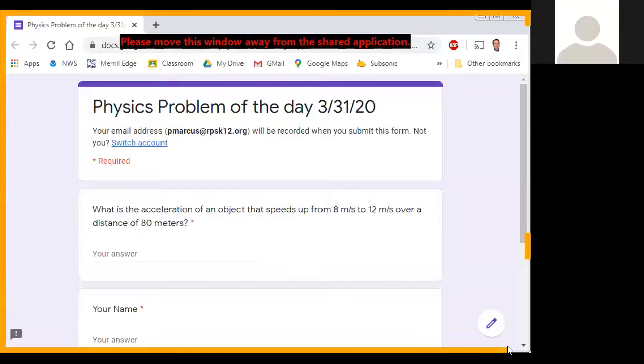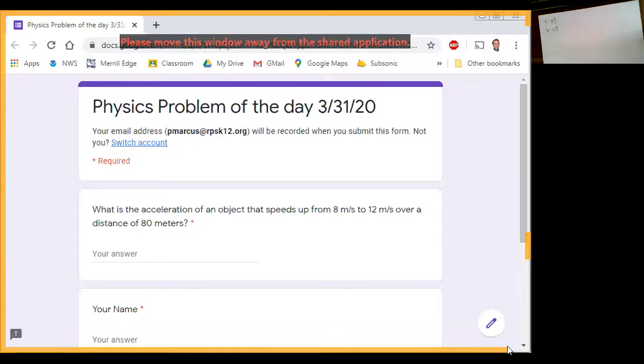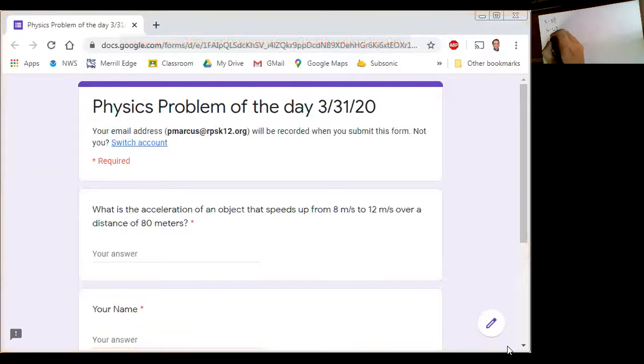And they give us the final velocity? Yeah, exactly. Which one's that? 12 meters per second. So 12 meters per second is the final velocity. And then what's that last given that we have? The distance, which would be 80 meters. Distance is 80 meters. Good.